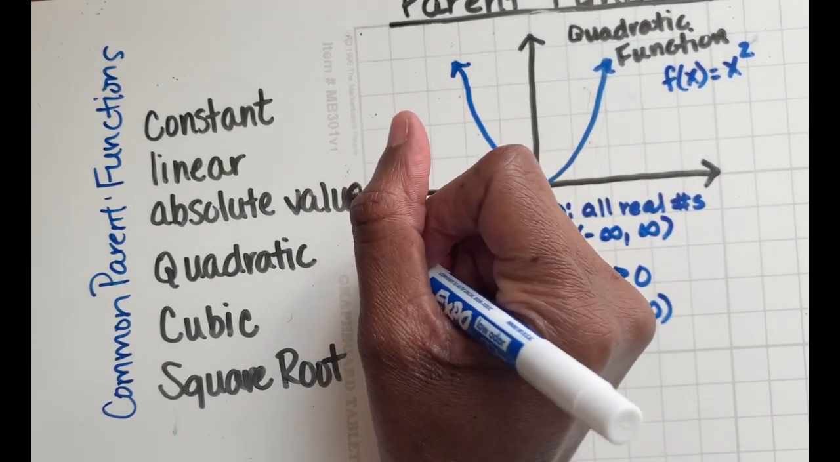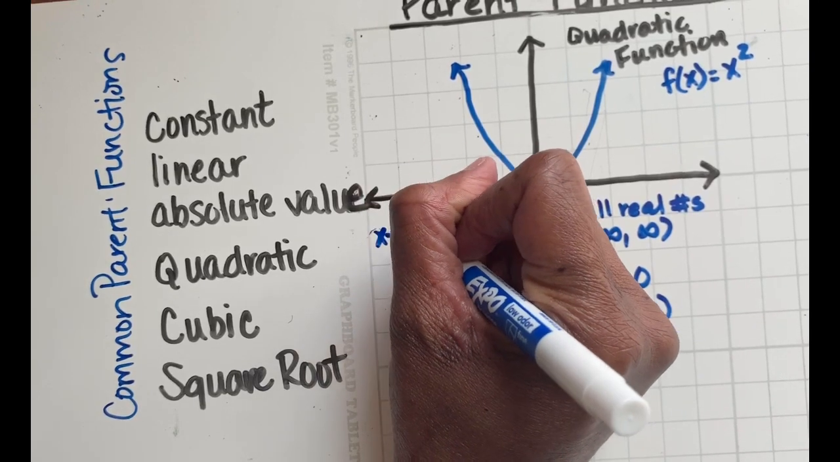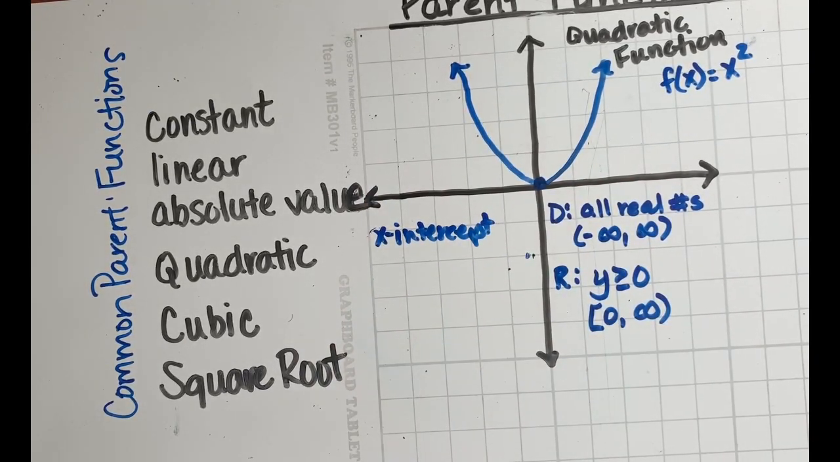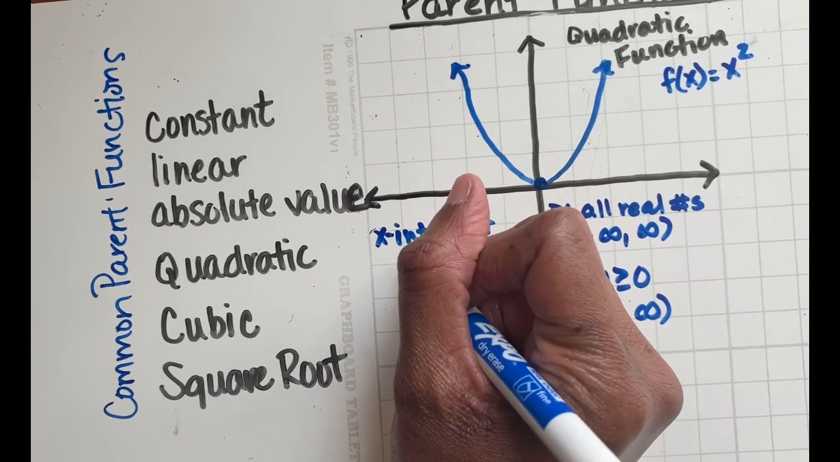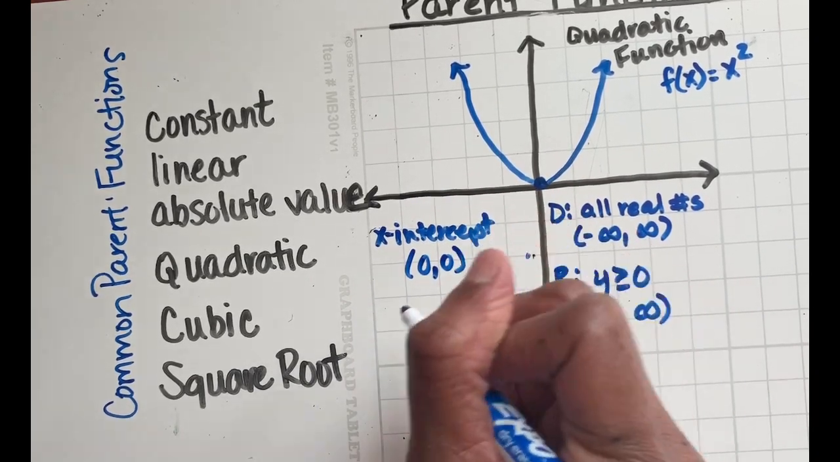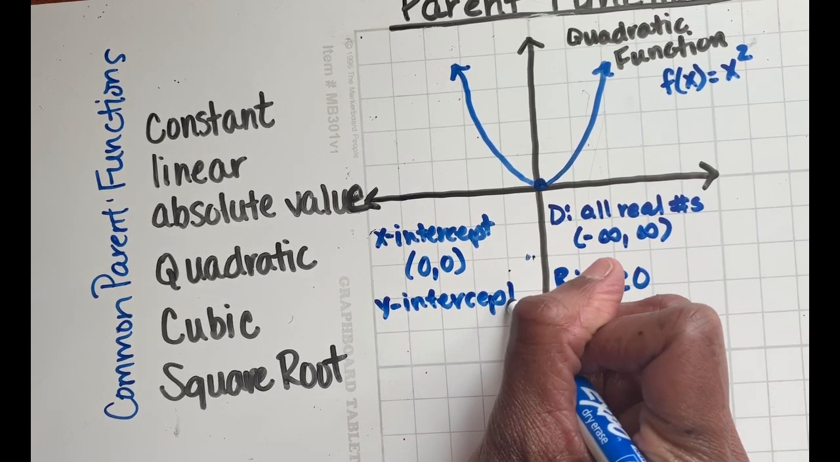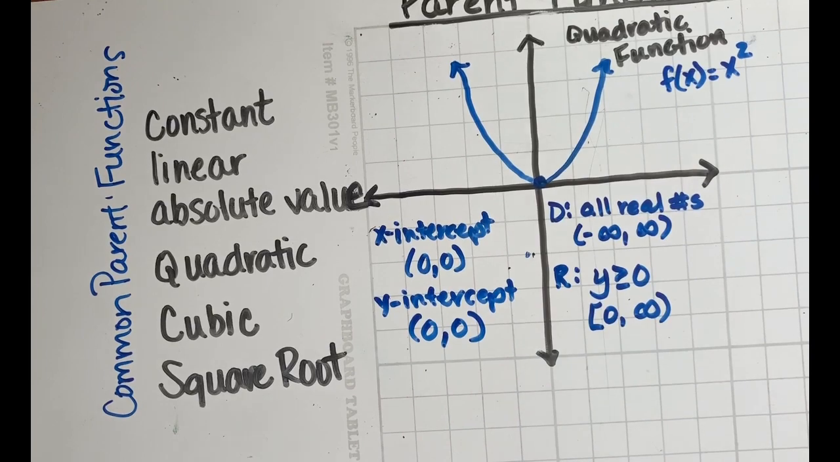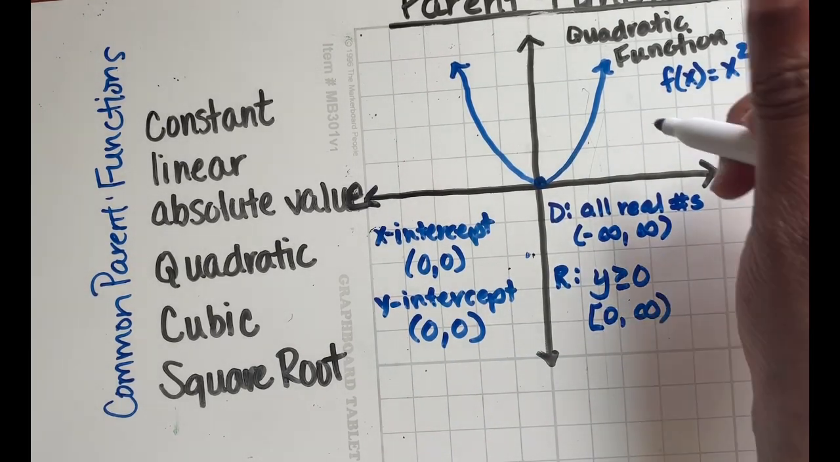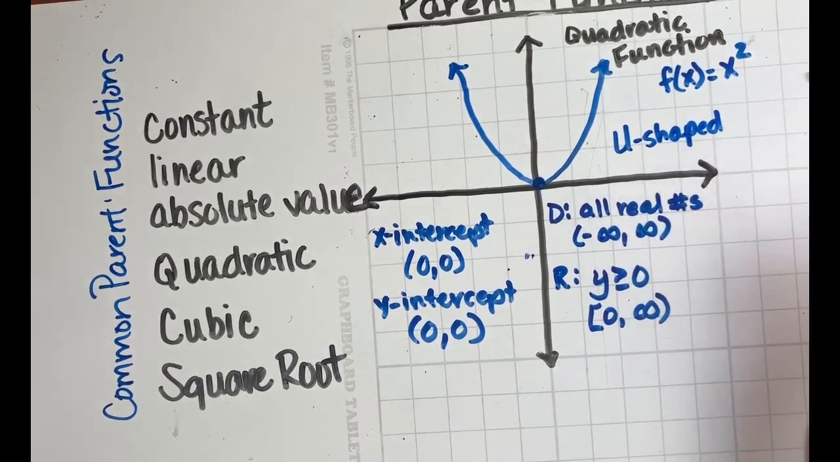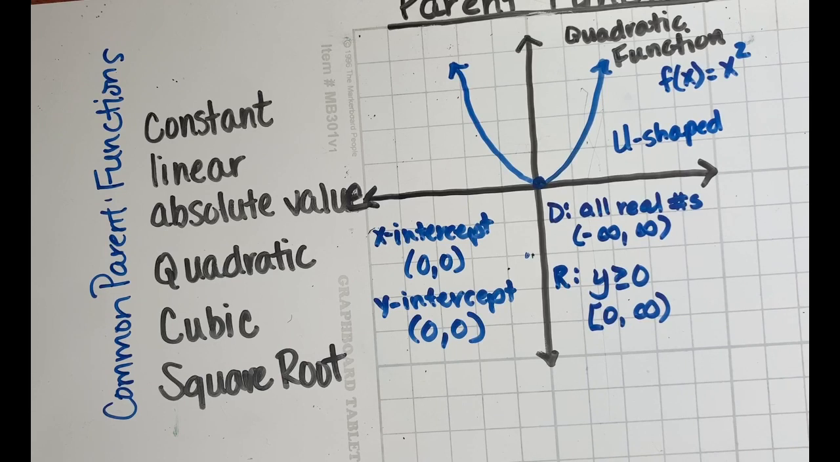Now let's look at our x-intercept and y-intercept. Where does it touch the x-axis? So our x-intercept is going to be at 0, 0. And our y-intercept also is at 0, 0. Okay? And what shape does this one have? This one has a U shape. So our quadratics are U-shaped. The absolute values are V-shapes.